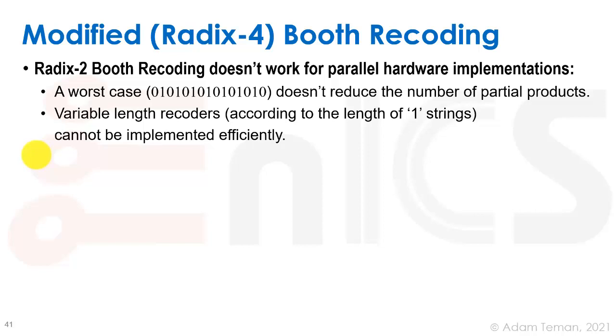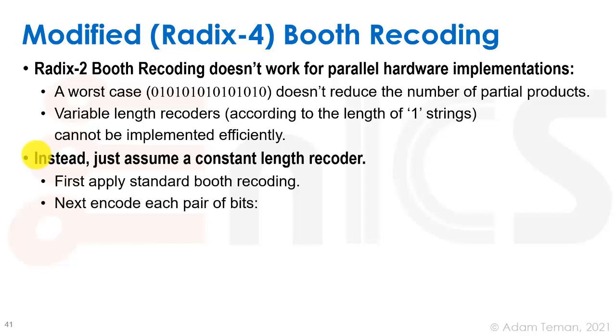The other thing is that, for example, for a combinatorial block, it doesn't really help us. It helps us when we have this sequential type of shifting where we can skip over zeros, but it doesn't really help us for a combinatorial block until we do some more tricks, and that's what I'm going to show you. We call that modified booth recoding, and we're going to use radix 4 modified booth recoding. So let's see how we can do this. We're going to assume that we have a constant length recoder. We're going to take several bits, and try to turn them into fewer bits than they are. So first, we're going to apply standard booth recoding, and then we're going to encode each pair of bits.